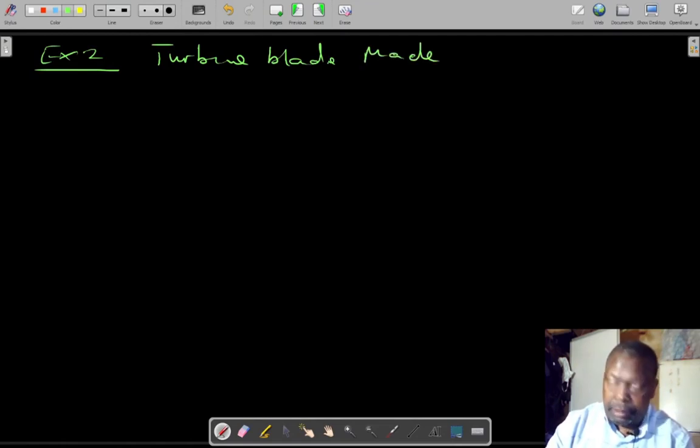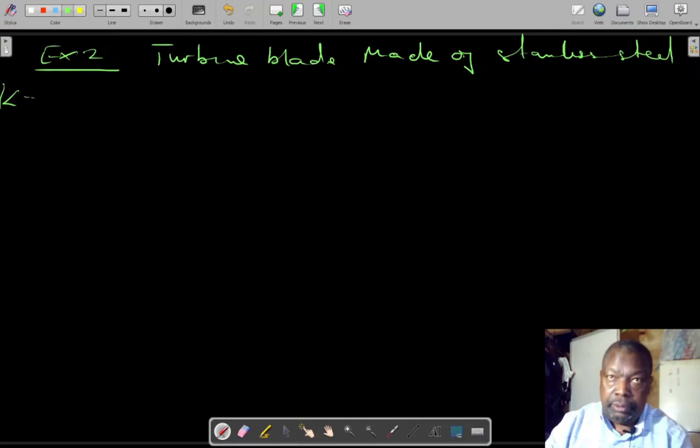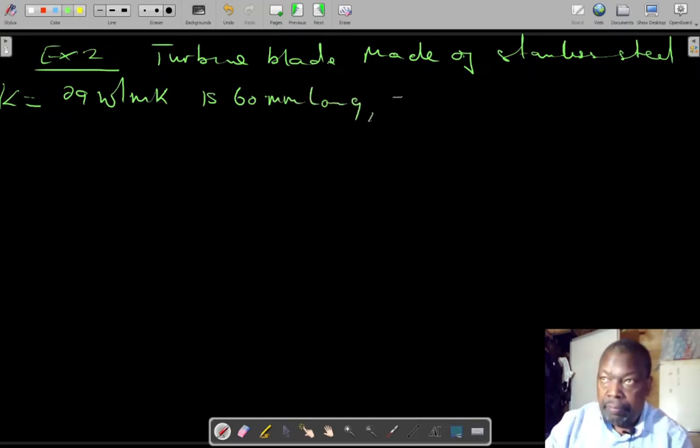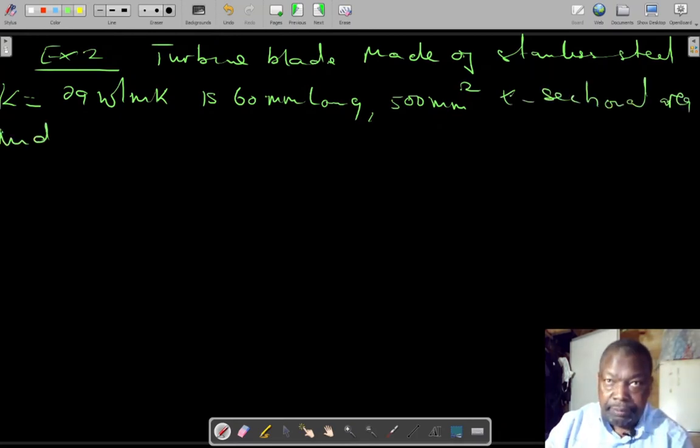Example 2, that reads: some turbine blades made of stainless steel, K is equals to 229 watt per meter Kelvin, is 60 millimeters long, 500 millimeters squared cross section, and the perimeter is equals to 120 millimeters.